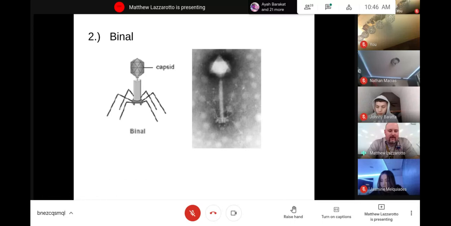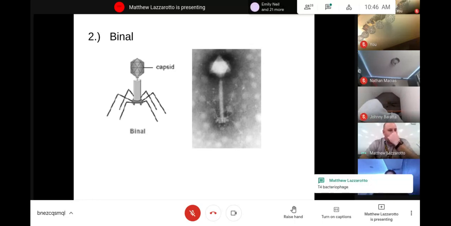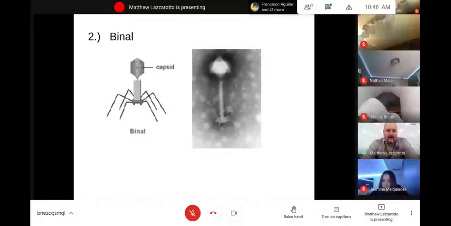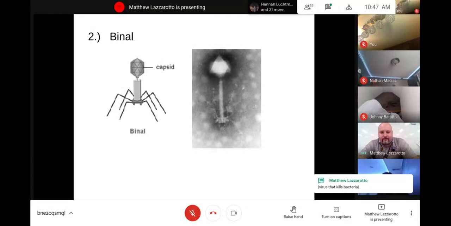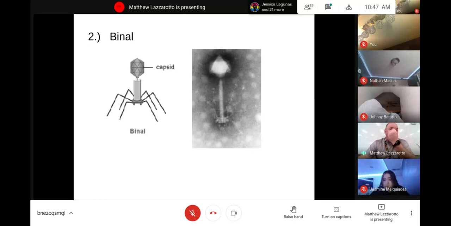This example is called a T4 bacteriophage. And this is a virus that kills bacteria. And remember, these guys are 100 times smaller than bacteria. So these guys are landing on the surface of bacteria and attacking it very quickly.